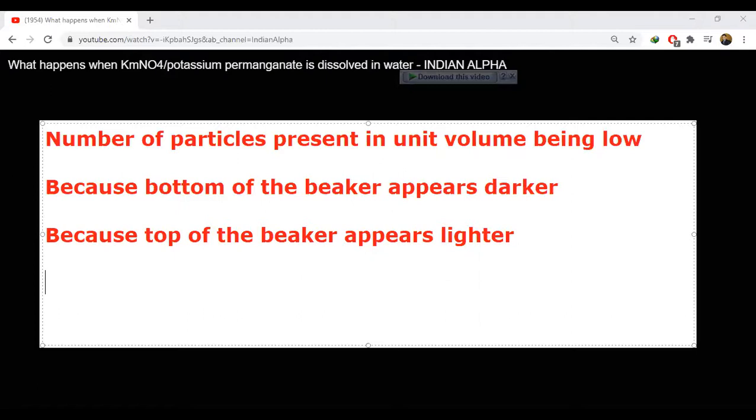Okay, sir. Right. Question number 9 is over now. Okay. 9 is the question now. The question number is wrong. Right. What type of movement is shown by particles when they move during diffusion?